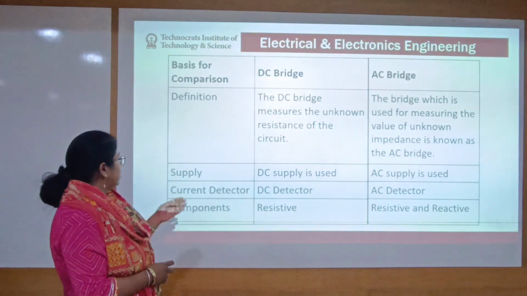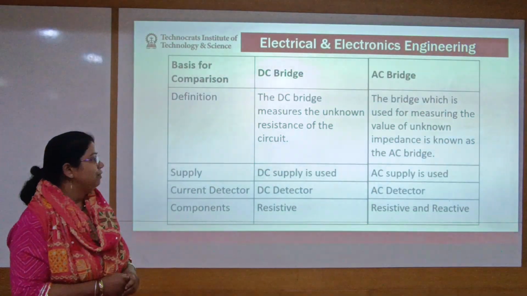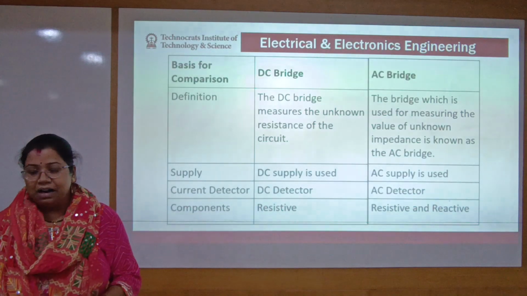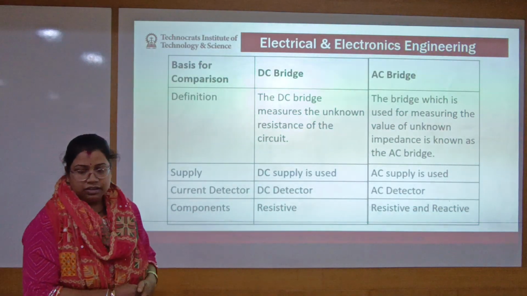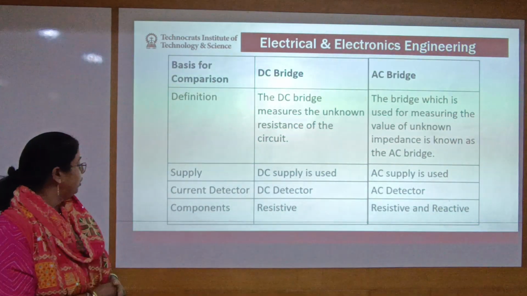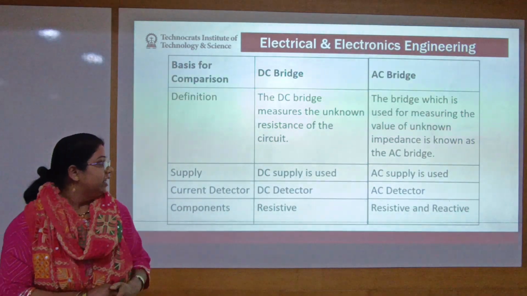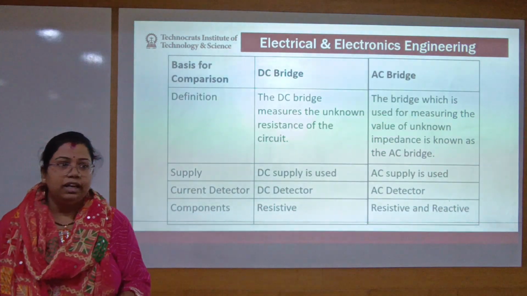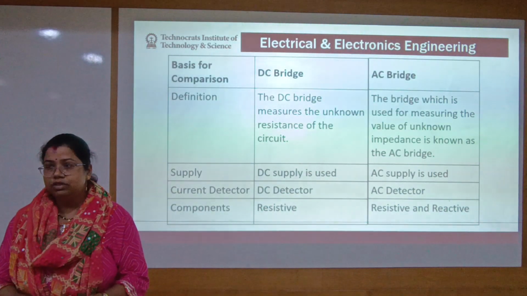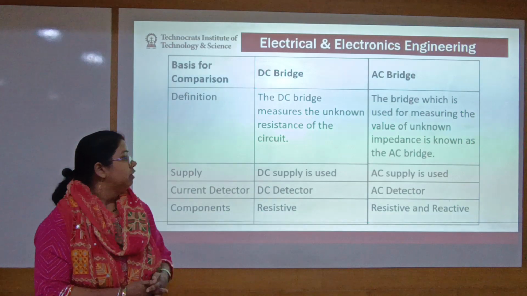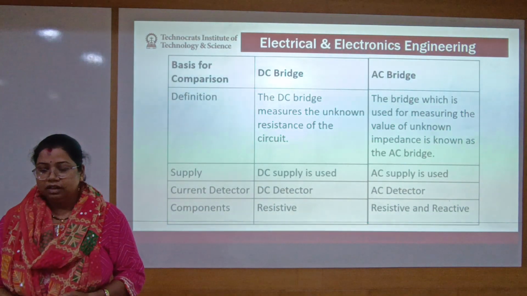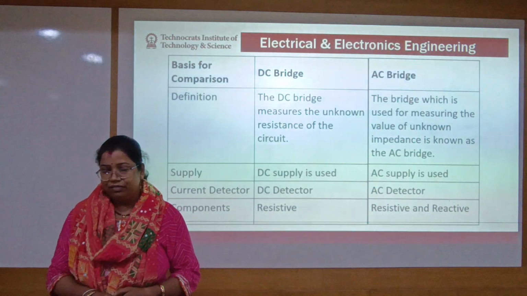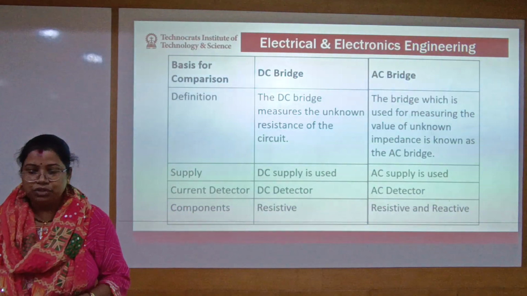For the supply source, in a DC bridge we use a DC supply source, and for an AC bridge we use an AC power supply. Next is the current detector. The detector used for a DC bridge is a DC detector, which is a galvanometer only, and for an AC bridge we use three types of detector: vibration galvanometer, headphones and tuned amplifier, depending upon the frequency used for the AC bridge.